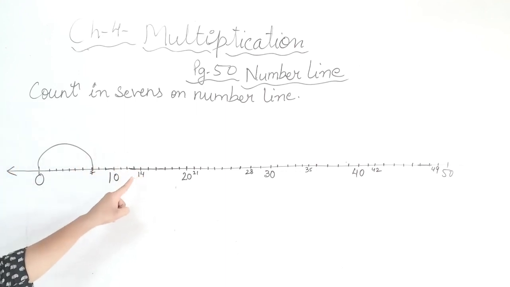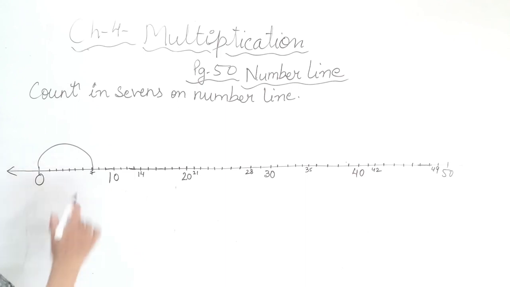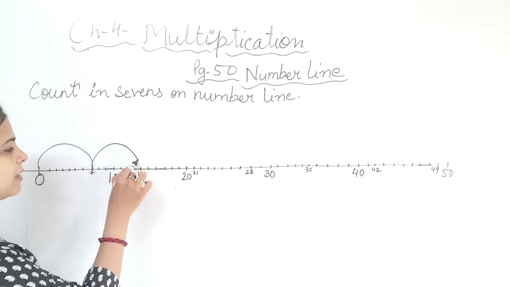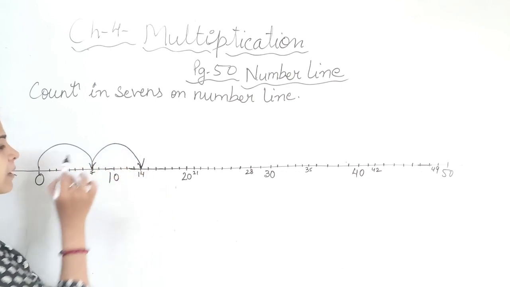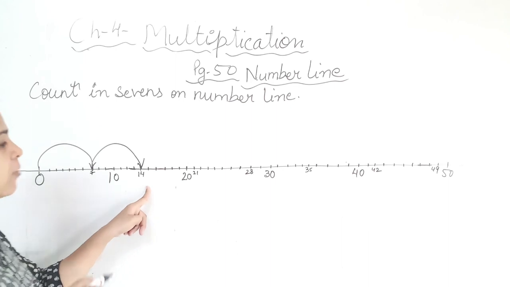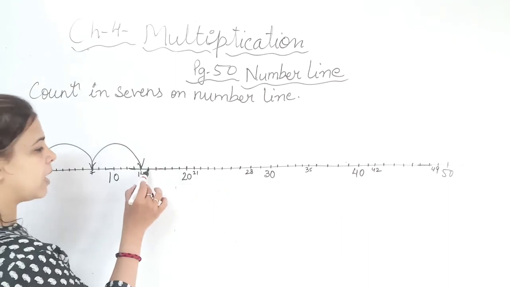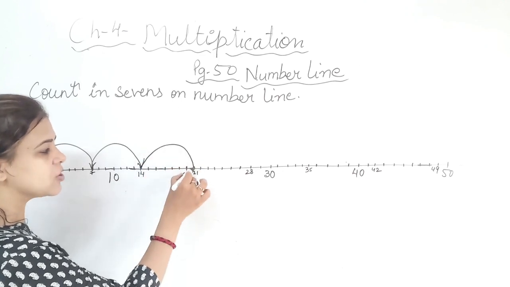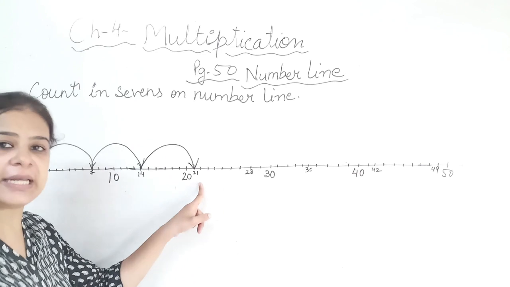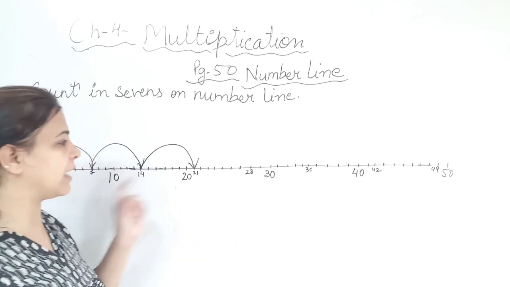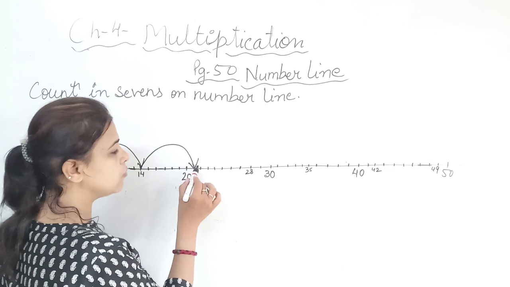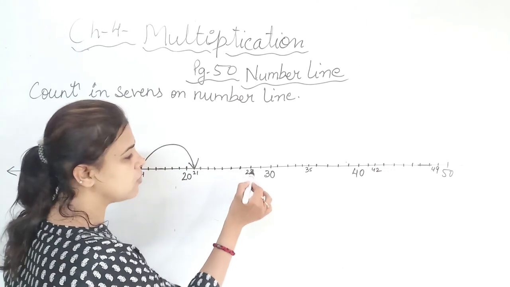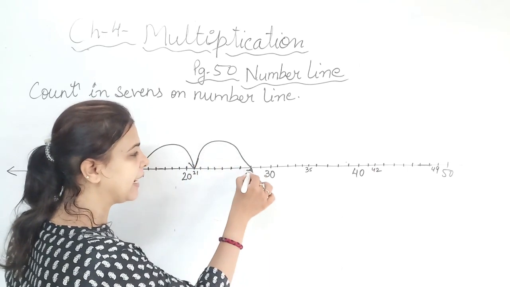Now after 7 we have to start counting sevens again. So 1, 2, 3, 4, 5, 6, 7, 14. Okay. Now coming to again a jump of 7. 1, 2, 3, 4, 5, 6, 7. I will start and I will stop over here on 21. So in the same way again I will start counting 7s. 1, 2, 3, 4, 5, 6, 7. So I will stop on 28.